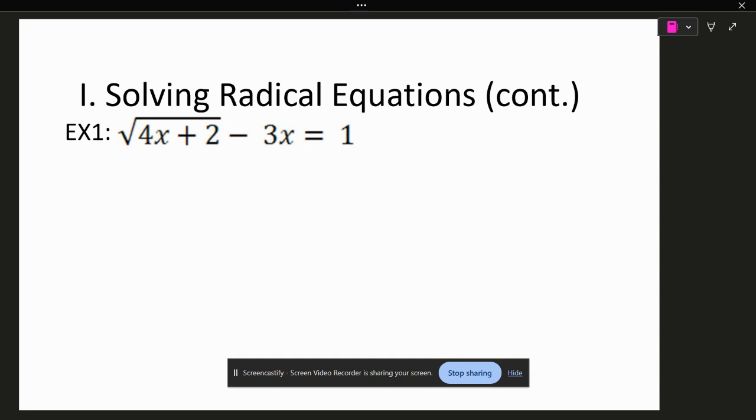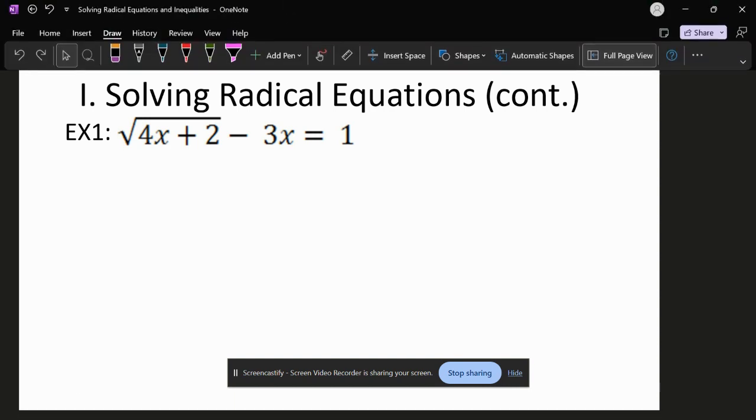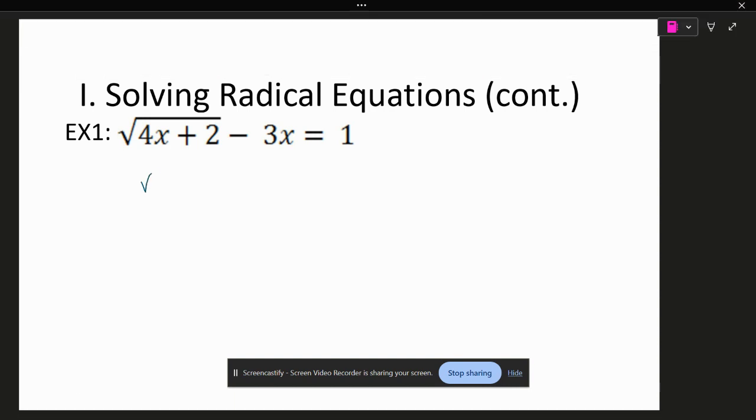So in order to solve a radical equation, the very first thing that we want to do is make sure that we get the radical by itself on one side. If you notice, we've got the square root of 4x plus 2 and then the minus 3x. We're going to move that over. So we'll end up with the square root of 4x plus 2 equals 3x plus 1.